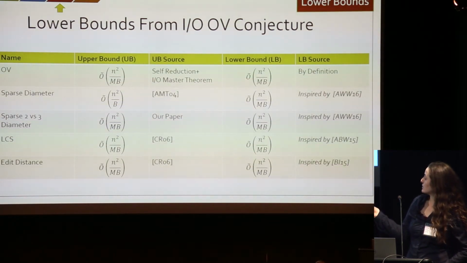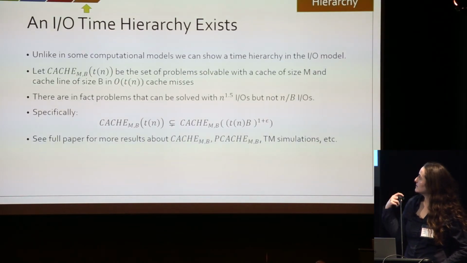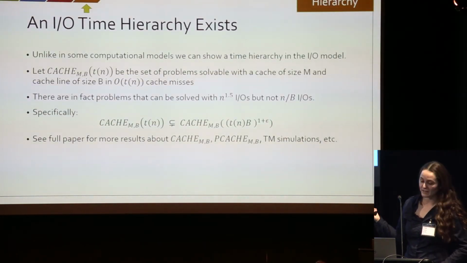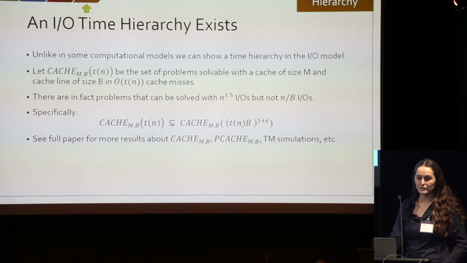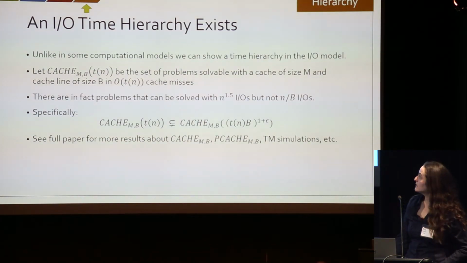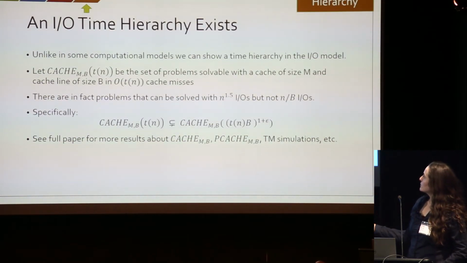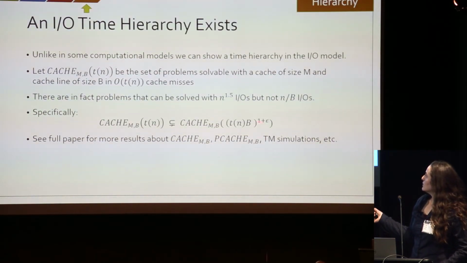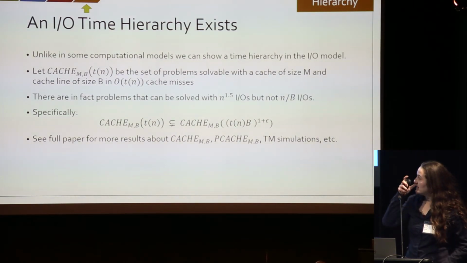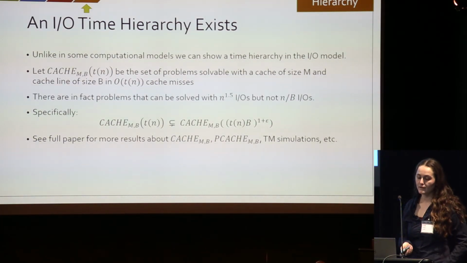Additionally, OV conjecture reductions work. So the last thing is time hierarchy. Not in every single model do time hierarchies exist. For example, in various randomized models, these hierarchies don't exist. However, here, it is in fact the case that for every running time that's polynomially different from another running time, in addition to a factor of b, you do in fact get unique problems that are solvable in one and not the other.